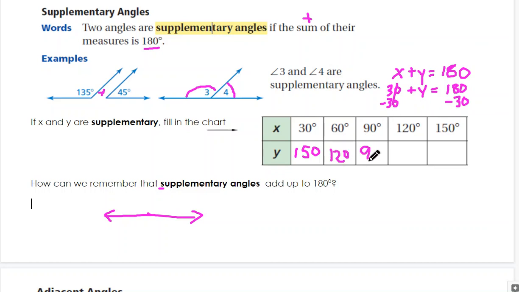180 minus 90 would be 90. 180 minus 120 would be 60. And 180 minus 150 would be 30, right? So supplementary angle means that these two angles add up and give you 180 degrees. The way you can remember that is 180 degrees is a straight line. Supplementary starts with S, straight line starts with S, so it's a good way to memorize that.